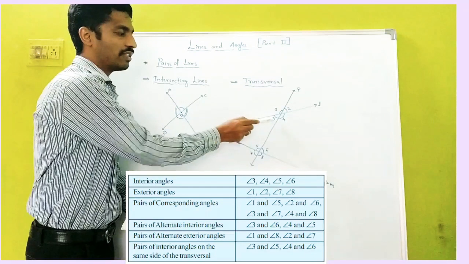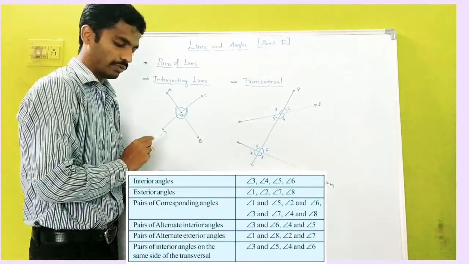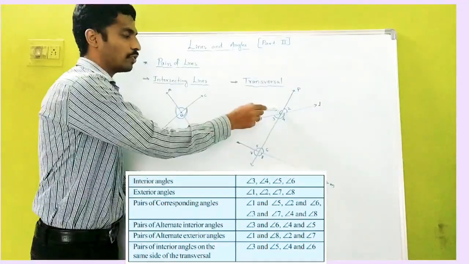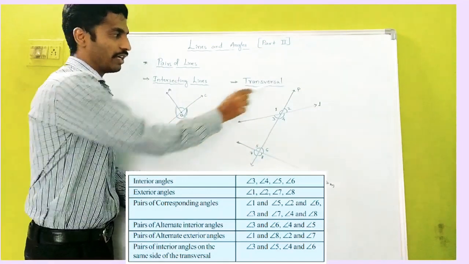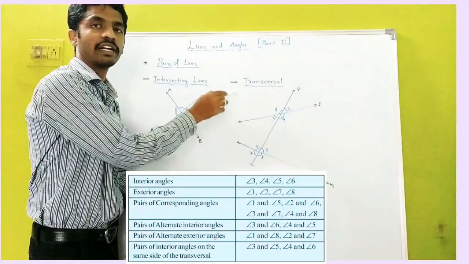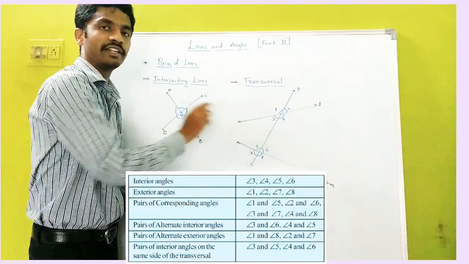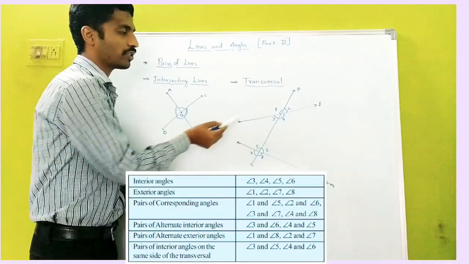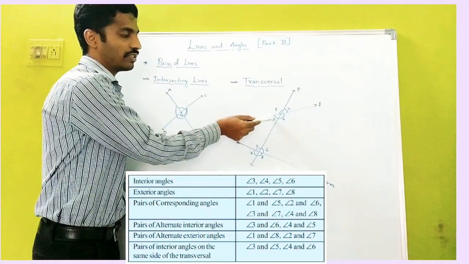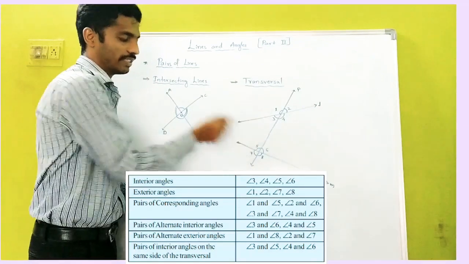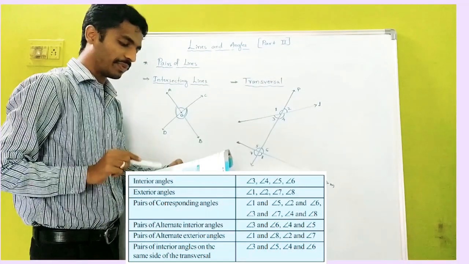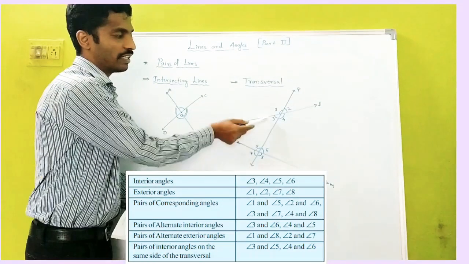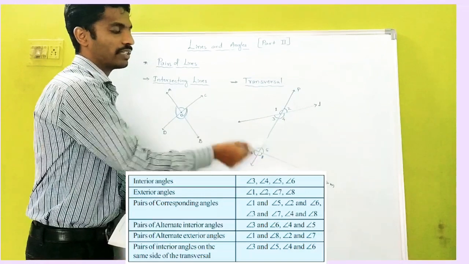Now, pairs of alternate interior angles. These are 3 and 6, 4 and 5. Similarly, pairs of alternate exterior angles. Exterior means these, so 1 with 8, 2 with 7. These are alternate exterior angles. Next, pairs of interior angles on the same side of the transversal. Which are those? Same side, interior: 3 and 5, 4 and 6. See, here is the transversal; on one side 3 and 5 are there, and on the other side 4 and 6.